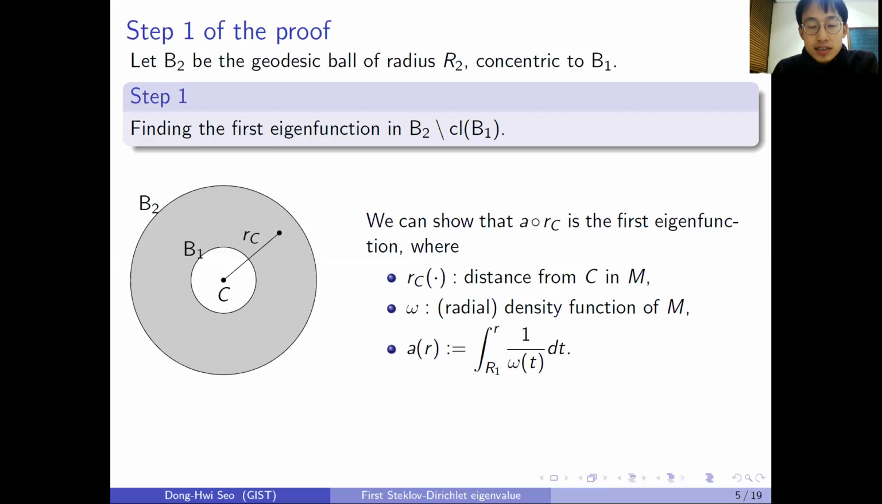We note that the density function of a two-point homogeneous space is a radial function. So I defined the density function omega on the non-negative real numbers. And one more thing I want to note is that our first eigenfunction vanishes on the inner boundary, since the distance from C to a point on the inner boundary is R1, so our first eigenfunction on the inner boundary has 0 value.